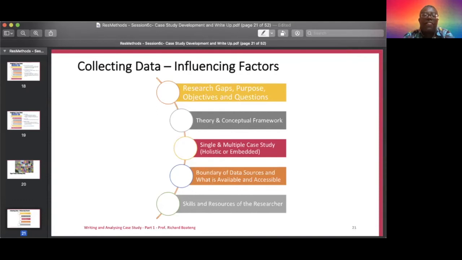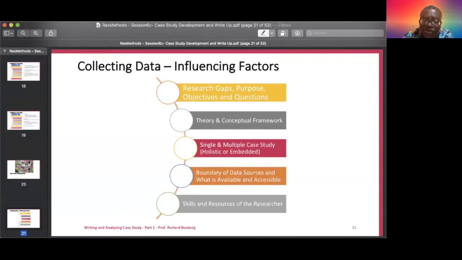Now, let me discuss this one, which is important. Some students don't know this. When you are in the methodology section of your work and somebody asks, why did you choose case study? How did you make these choices? Sometimes you need to explain that you made these choices because of the research gaps, purpose and objectives, and the questions you have. Or the nature of your theory or conceptual framework. Or whether you are studying the phenomenon in a holistic, embedded, single, or multiple manner.